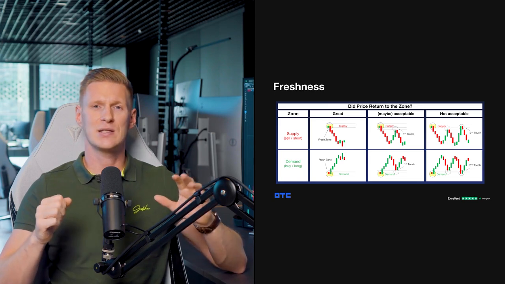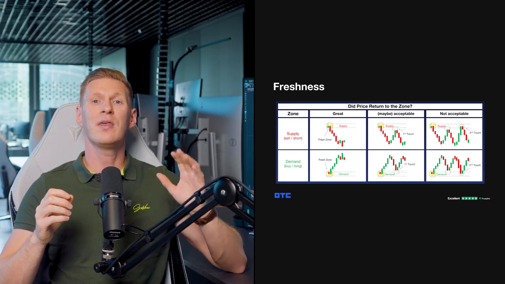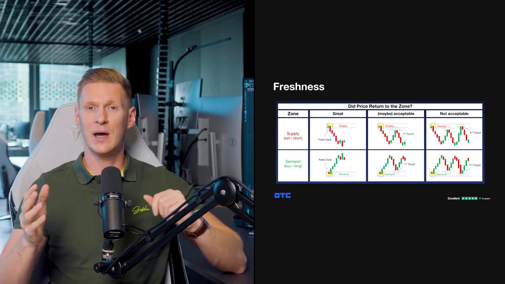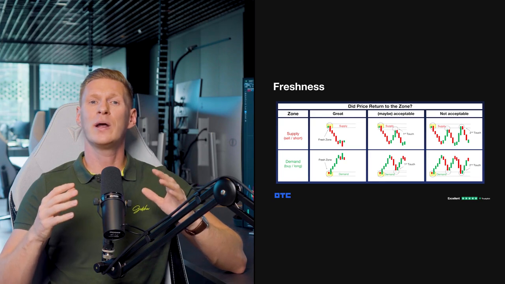Trading the second touch significantly reduces the likelihood of success, as the imbalance in the zone has already been largely resolved. The key takeaway here is simple. The fresher the zone, the higher the probability of success. Untouched zones are more likely to contain significant unfilled institutional orders, giving you the edge needed for consistent, low risk, high reward trade.